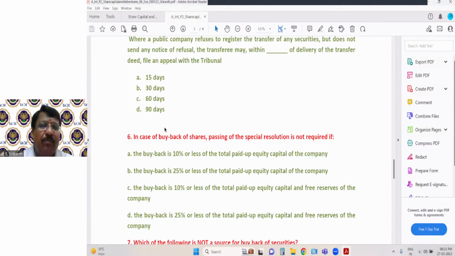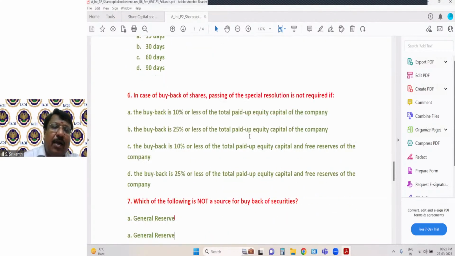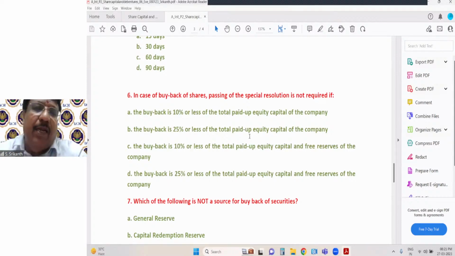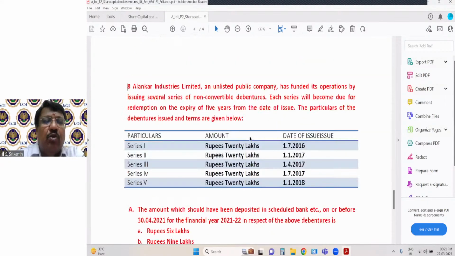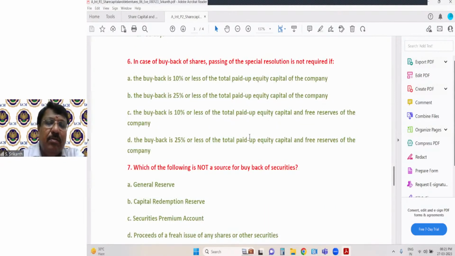In case of buyback, passing of a special resolution is not required if the buyback is 10% or less of the total paid up equity share capital and free reserves of the company. Which of the following is not a source for buyback? General reserve is a source. Securities premium is a source. Proceeds of a fresh issue is a source. But CRR is not a source, right?